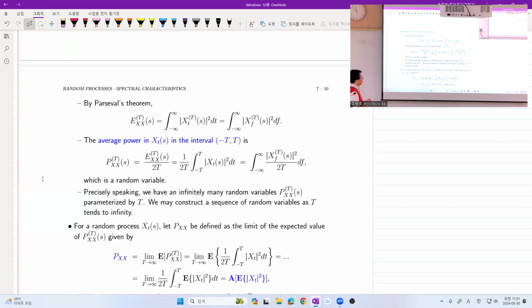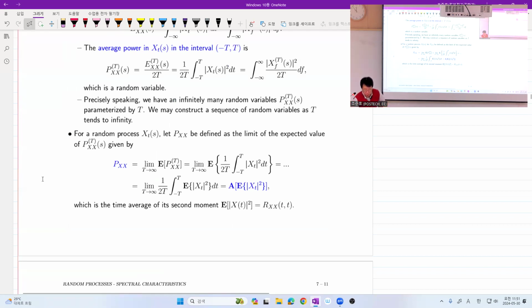Now, we want to compute the ensemble averaged power by taking the expectation of this random variable and also letting T tend to infinity. So here goes the definition. This is the definition of the power of a random process. See that? This is the definition of the ensemble averaged power of the random process, which involves a time average too.